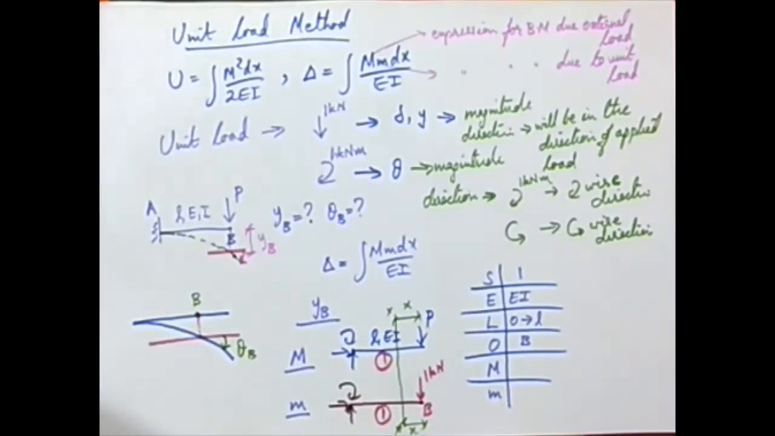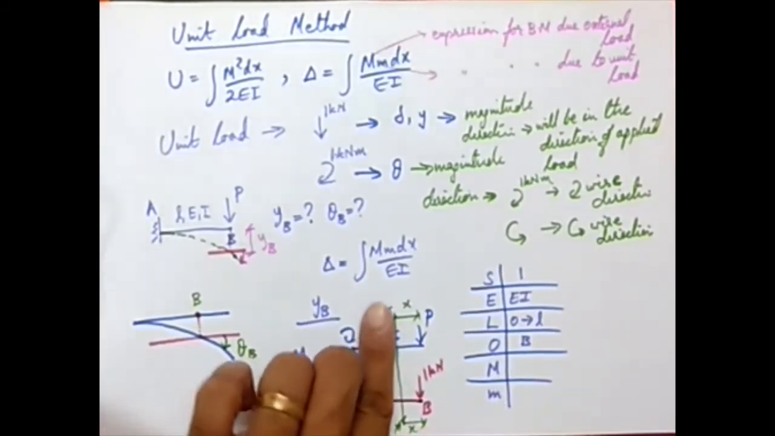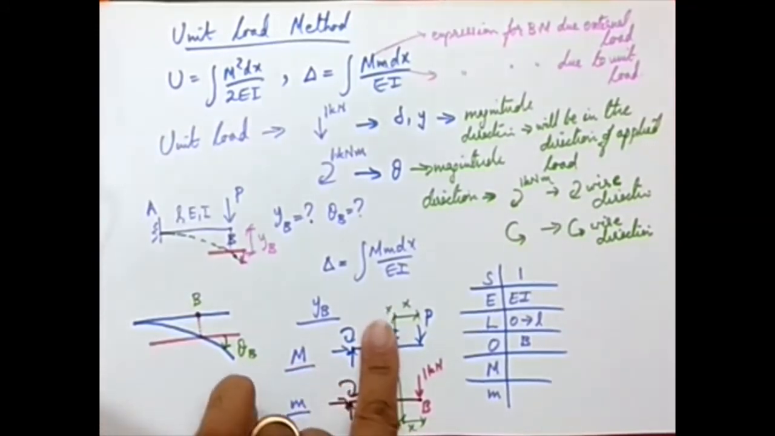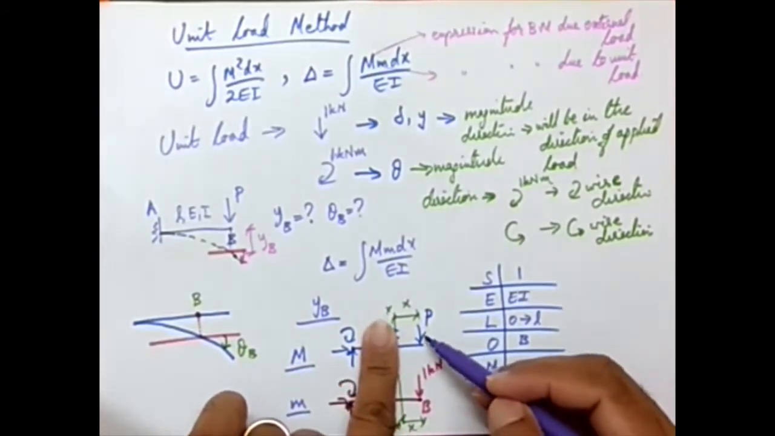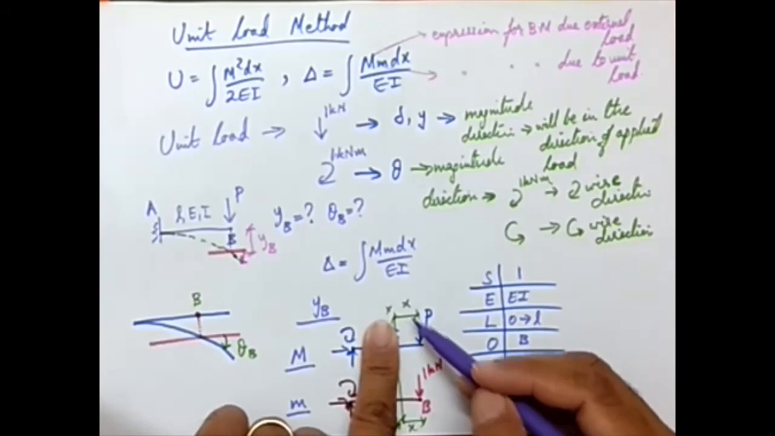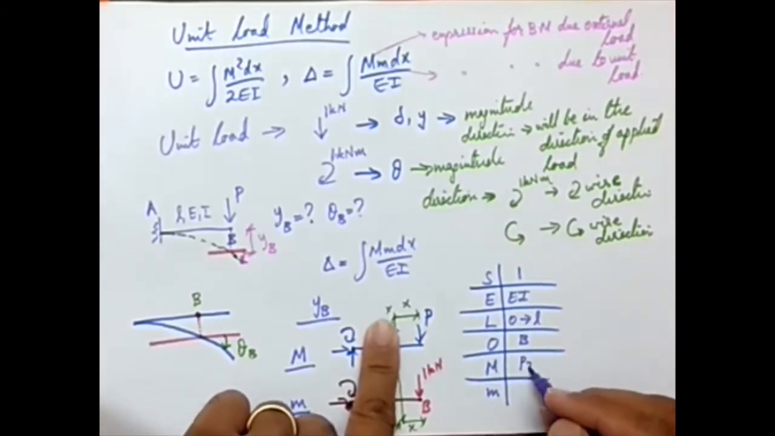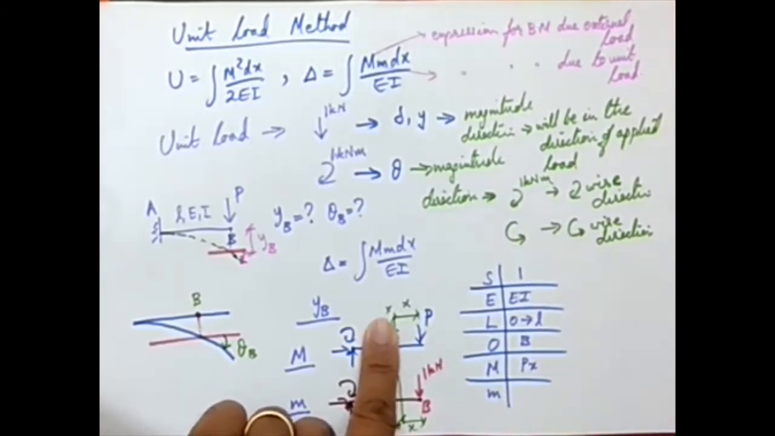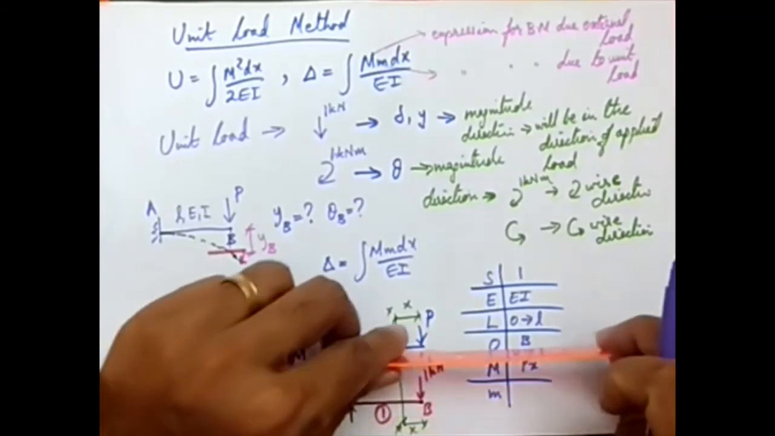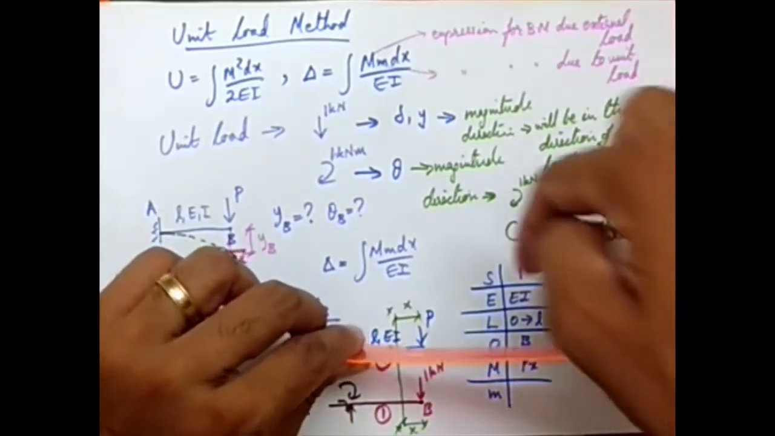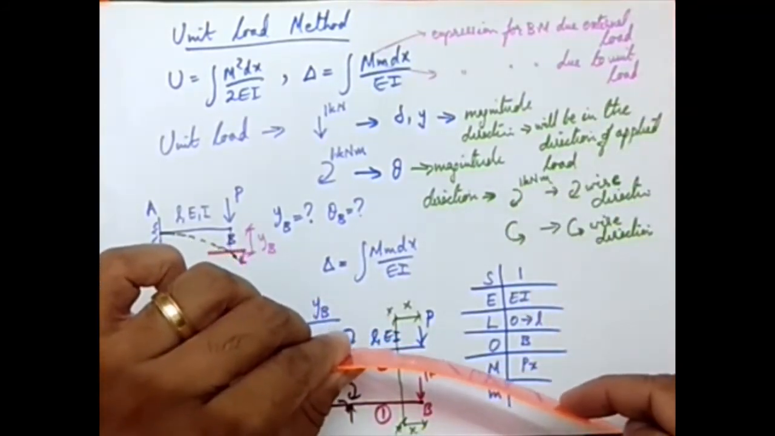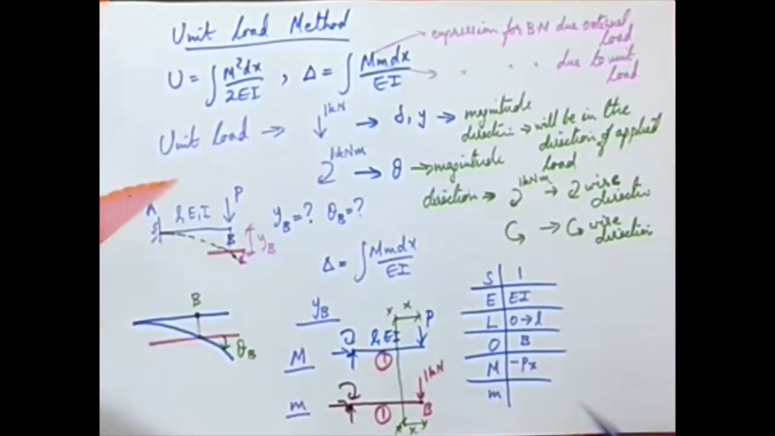Now we are going to calculate the values. Capital M we will get from here, small m we will get from here. I want the moment at this point. What will be the magnitude of moment at this point? If I'm looking to the right, P times x. P is the force, x is the lever arm, so I get Px as the magnitude. What about the direction? To get the direction, fix the point, apply the load. This is hogging shape, hence it is minus.